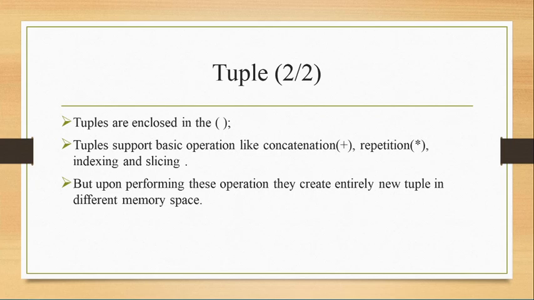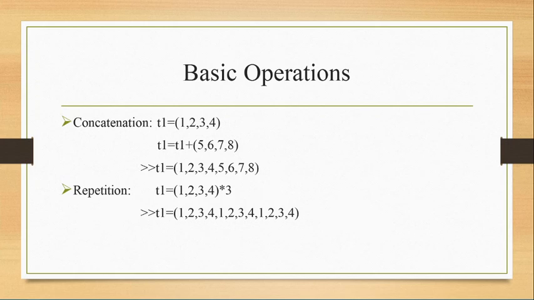Tuples support basic operations like concatenation, repetition, indexing, and slicing. But upon performing these operations, they create an entirely new tuple in a different memory space. Basic operations examples: we have a tuple T1. I am concatenating T1 with another tuple which has these elements. It will give me another tuple, but this tuple is an entirely new one in a new memory location. T1 is just referring to the original object. Repetition repeats the tuple 3 times.